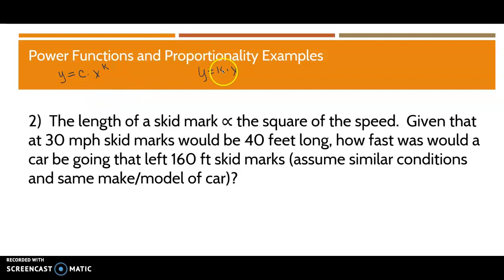So we can see that these formulas are extremely similar. The k, however, is used differently. So here the k is a constant. And in the power example, the c is that same constant. And in the power functions, this place that we use k is a known exponent.